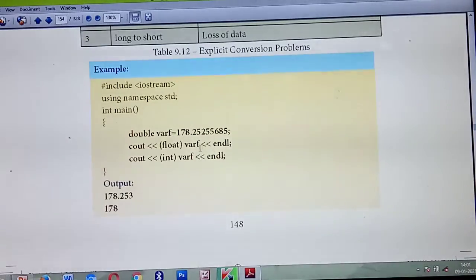Okay. Next, listen, see the output. First step, the double is converted to float. Next step, the same value is converted to int. So what's the output? Float displays 2 or 3 digits after the point: 178.252. Next, int gives only the number before the point, so you can lose some values. That's the example of explicit conversion. If you are converting a larger type to a smaller type, you can lose some values.